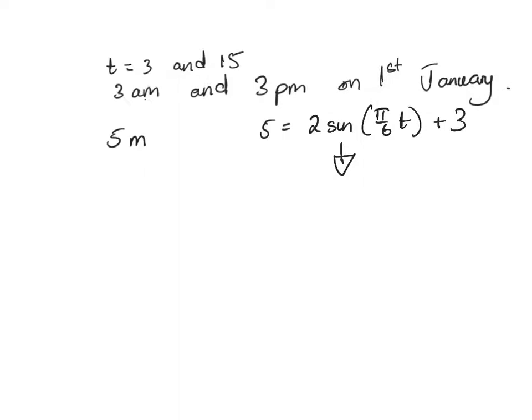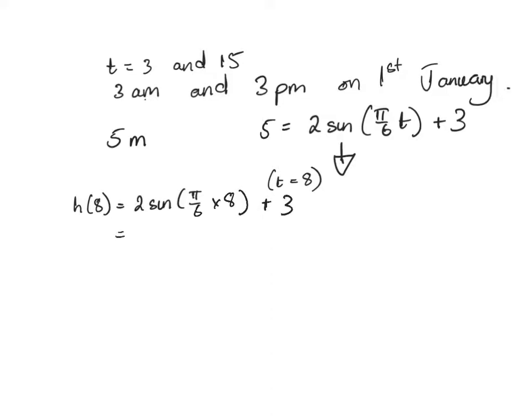What was the height of the tide at 8 a.m.? Now this one does need to go into your calculator. So we know that 8 a.m. is when t is equal to 8. a.m. is just 8 after midnight, and so h of 8 is what we want. We want the height at t equal to 8, and it goes 2 sine pi on 6 times by 8 plus 3.